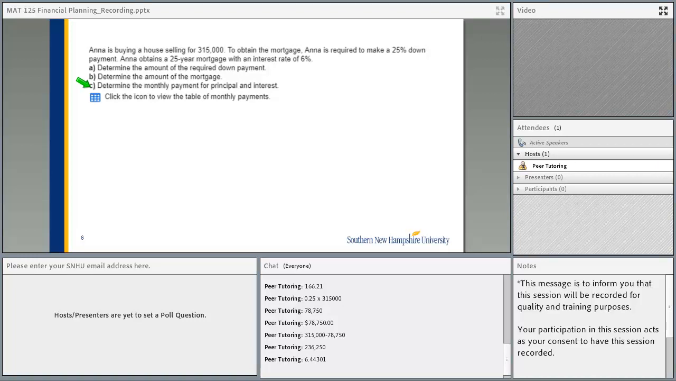So what we're going to do is multiply. The first step is going to be to multiply 6.44301 times 236,250 divided by 1,000. Because remember, the table is per 1,000.